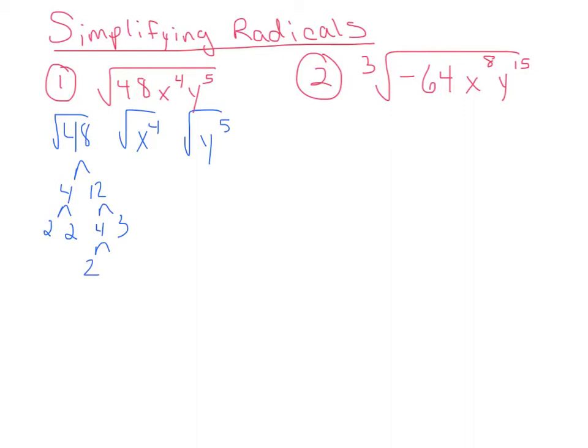2 and 2. So you have a pair of 2's and a pair of 2's. If you have more than one pair, you times them together. So 2 times 2 would be 4. Put the 4 on the outside. The 3's left over, so that goes back in the radical.